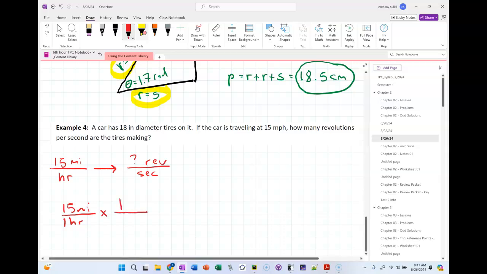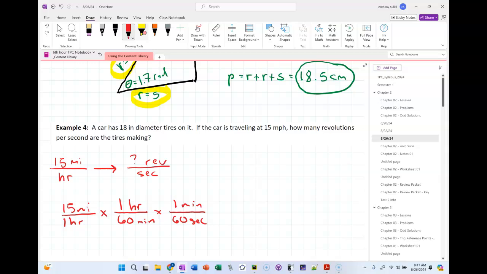So how many seconds are in an hour? And maybe you don't know. Well, what do you know? There's 60 minutes in an hour, right? And then I know that there is 60 seconds in 1 minute, right? Maybe you knew there was 3,600 seconds in an hour. If you did, you could shortcut to there. I just wanted to kind of talk through that piece.